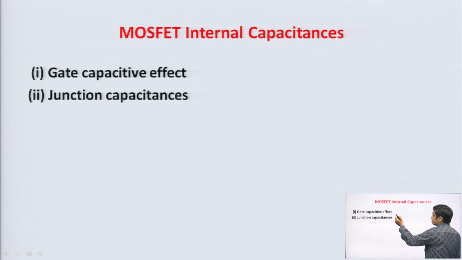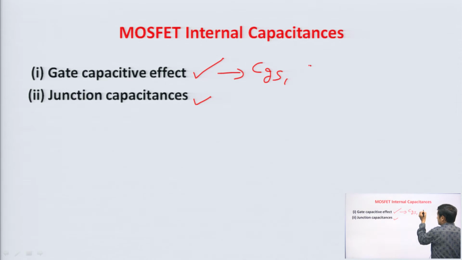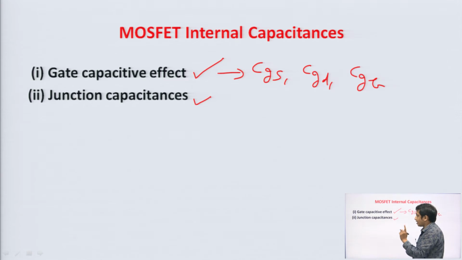There are two kinds of capacitors: one is the gate capacitive effect, another is the junction capacitive effect. In the gate capacitive effect there are three capacitors: gate to source, gate to drain, and the third one, gate to body. These are the capacitances formed due to the gate, and these are internal capacitances.